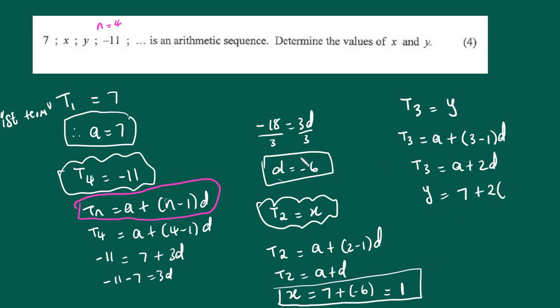Don't I know the common difference? I solve for the common difference. It's negative 6. So if you say 7 minus 12, right, as your y, you get that your y is negative 5. What a beautiful way of solving that.